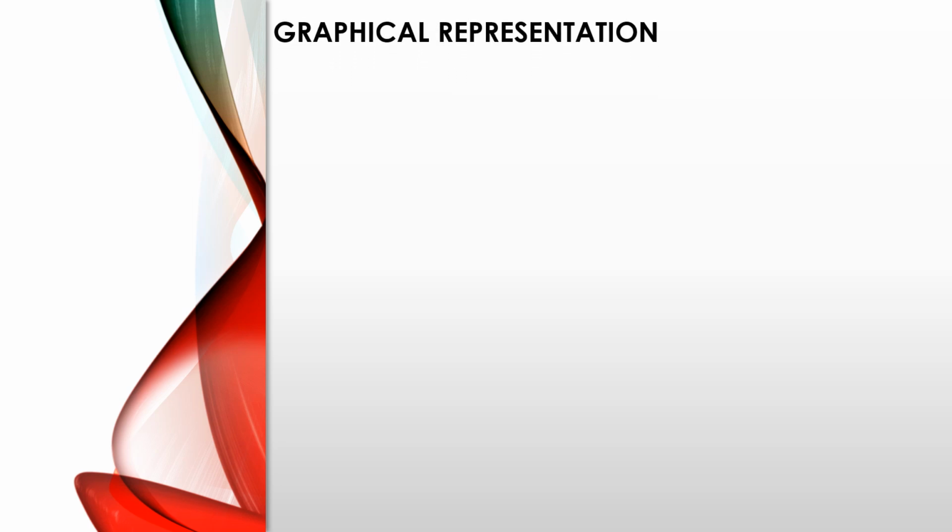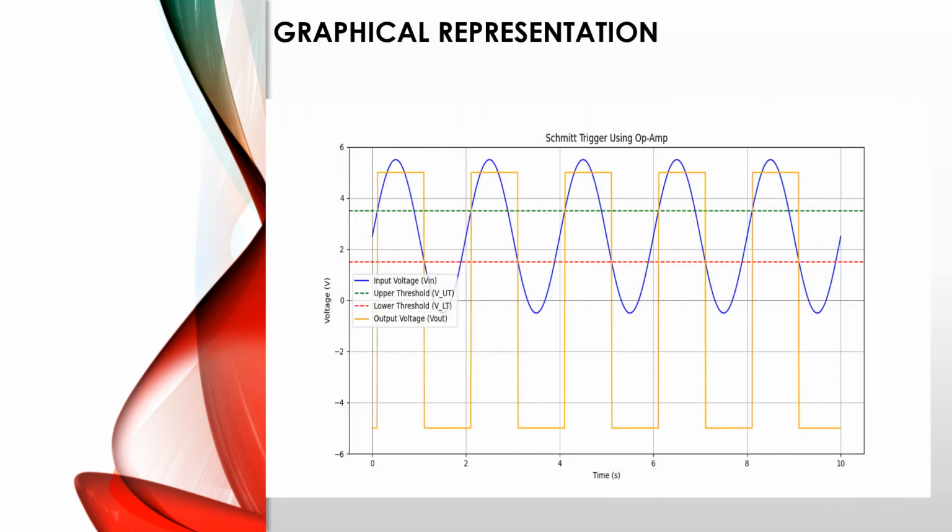Next, what is the graphical representation of the Schmitt trigger circuit? This is the graphical representation where this solid color blue line is for input voltage. This upper threshold voltage is represented by green dotted line, lower threshold voltage is represented by red dotted line, and the output voltage is represented by yellow color solid line. Okay, so this is the upper threshold level and this is the lower threshold level, that is this red color line.